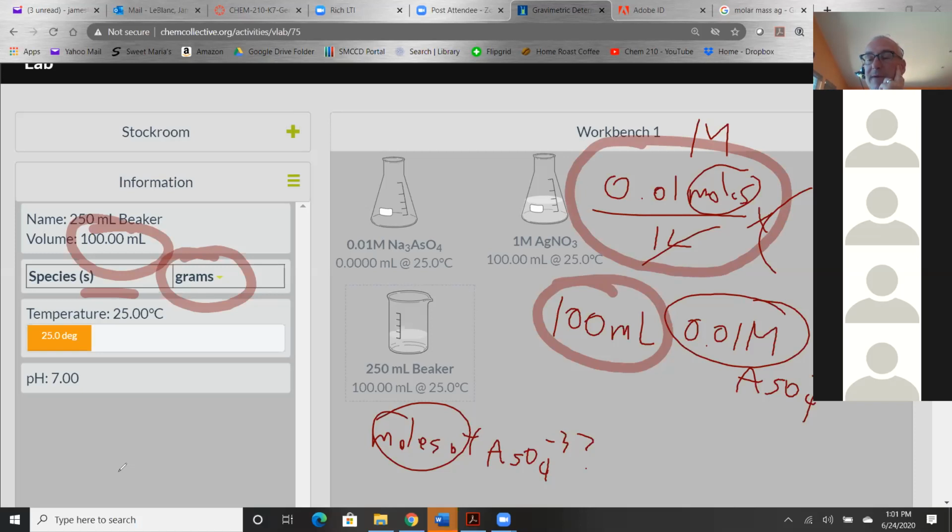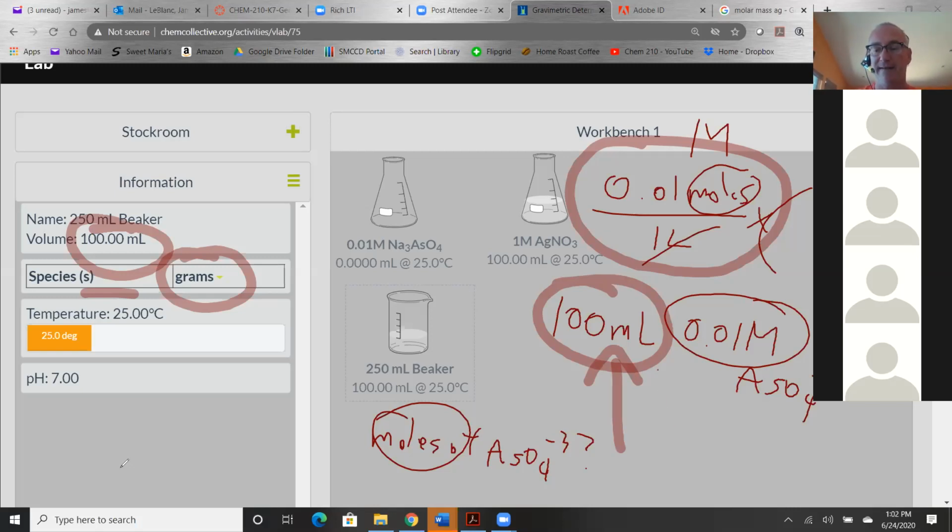What number am I going to multiply by? 1 liter? Why am I going to multiply it by 1 liter? Where's the 1 liter coming from? I haven't got 1 liter. I've got 100 mils. I'm not adding a liter of this, I'm only adding 100 mils of this. 0.1 liter, there you go. Over nothing. You just multiply it by the volume.